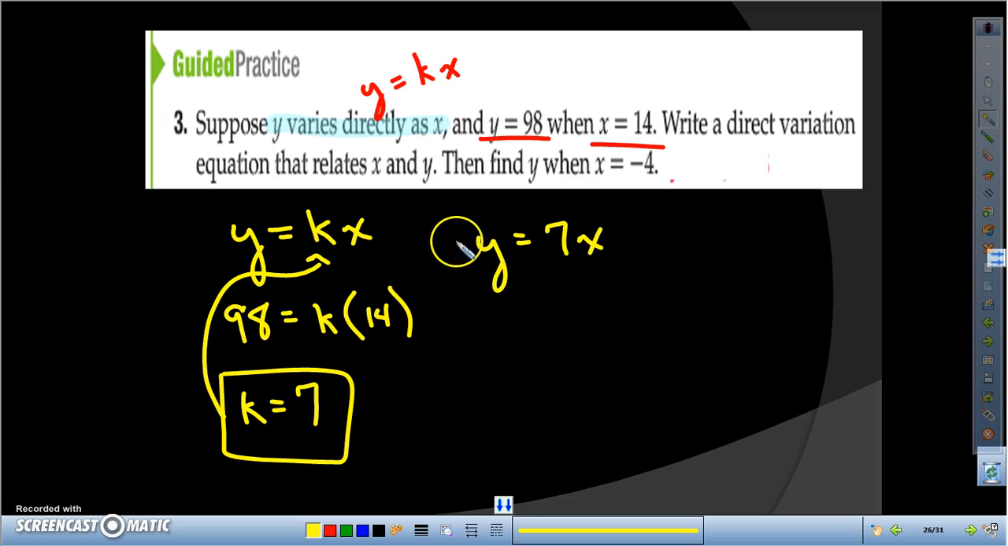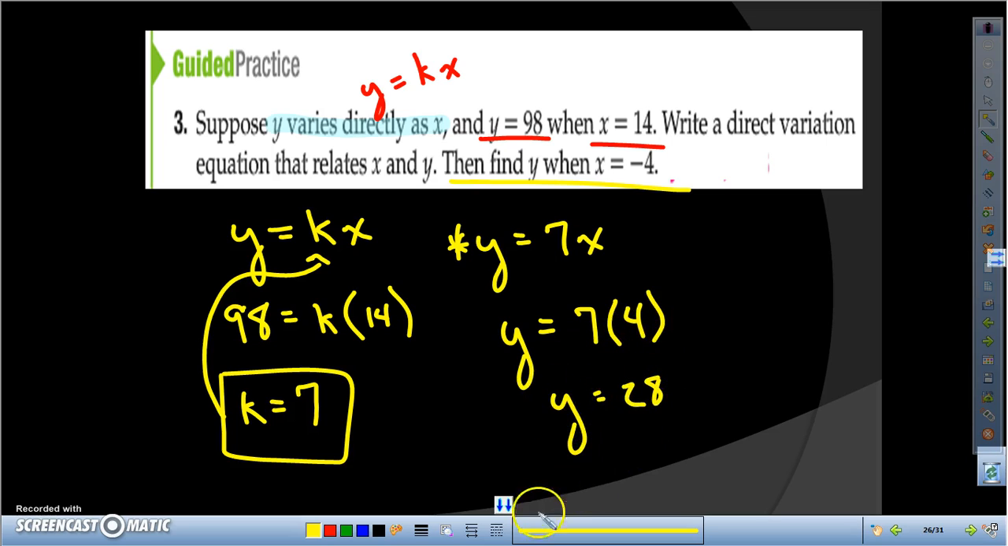So now that I have my direct variation equation, I can use this to find y when x is equal to 4 very easily, just by saying y is equal to 7 times 4. So when x is 4, y is equal to 28. Okay, what you're doing here is not a lot different than what you've been doing when you're plugging in x values in a table to graph a line.